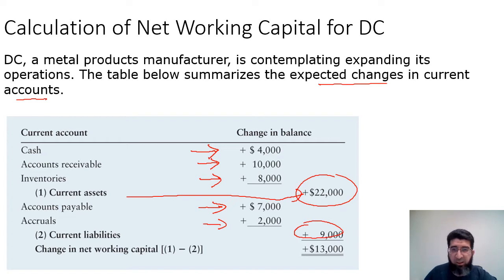The net effect is an increase of 13,000, which is positive, which means that this represents the outflow. If it was negative, then it would have represented inflows.